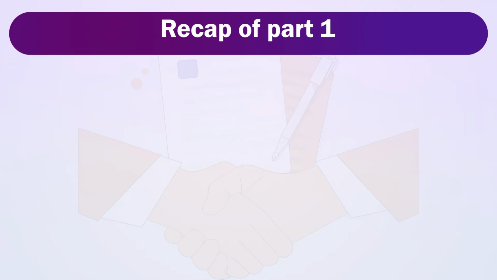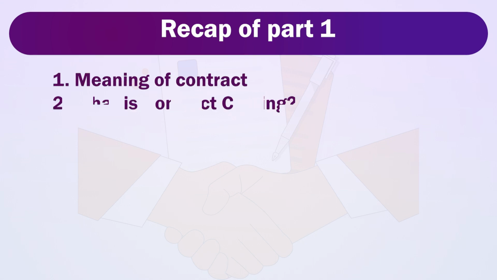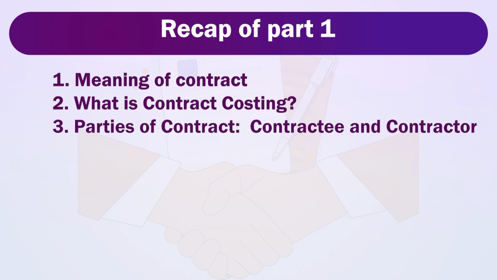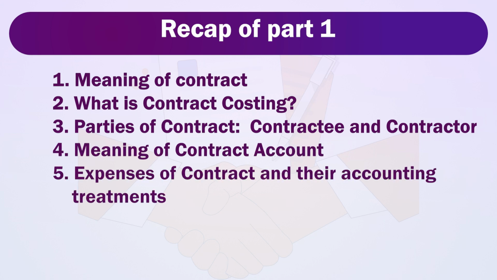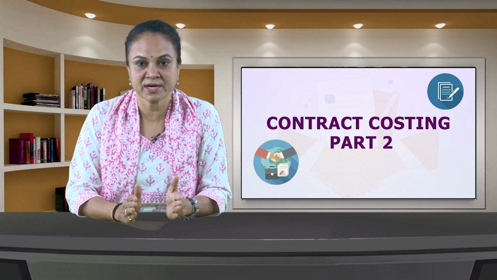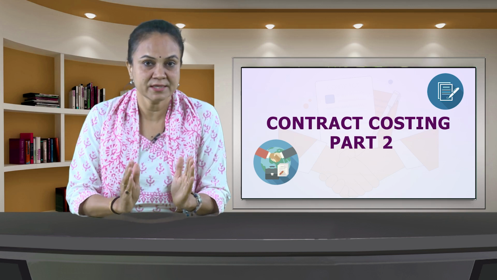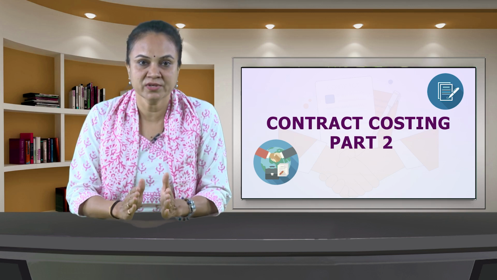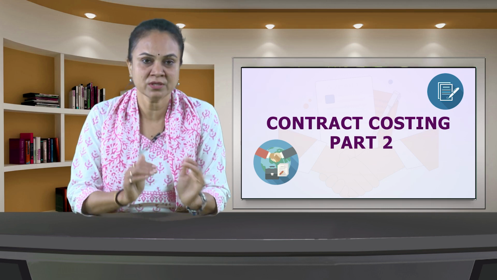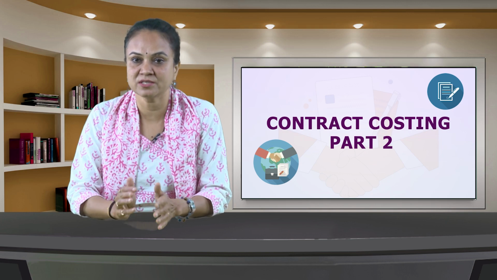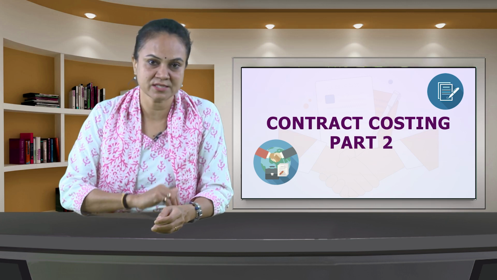In previous part 1 of contract costing, we have studied about number 1, meaning of contract; number 2, what is contract costing; number 3, parties of contract, that is contractee and contractor; number 4, meaning of contract account; number 5, expenses of contract and their accounting treatment. For completion of contract, several expenses are done by contractor. We had covered material expenses, labor expense and plant and machinery sent to the contract. All relevant transactions pertaining to these expenses are discussed there.